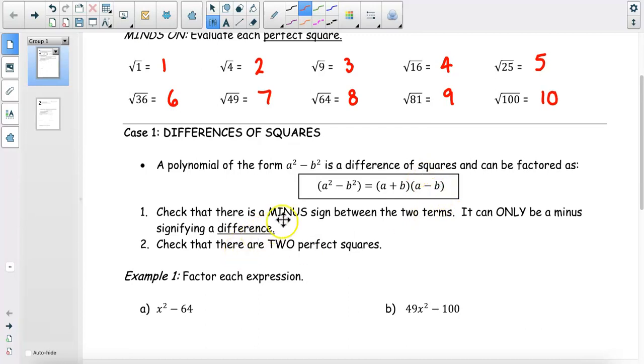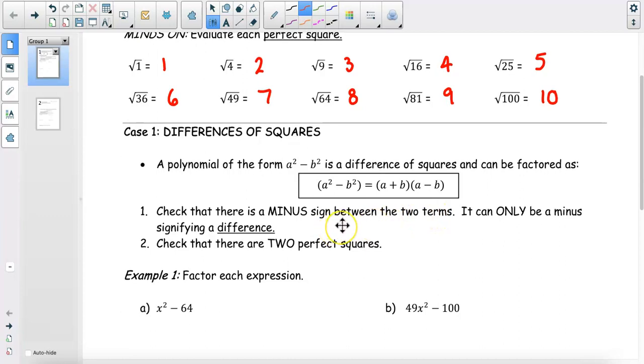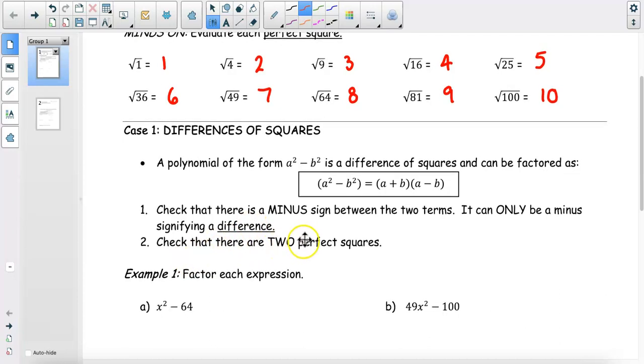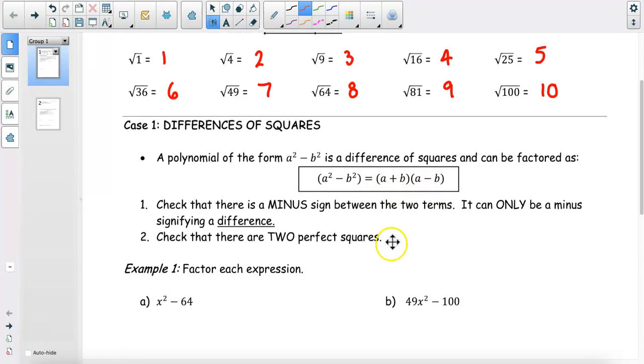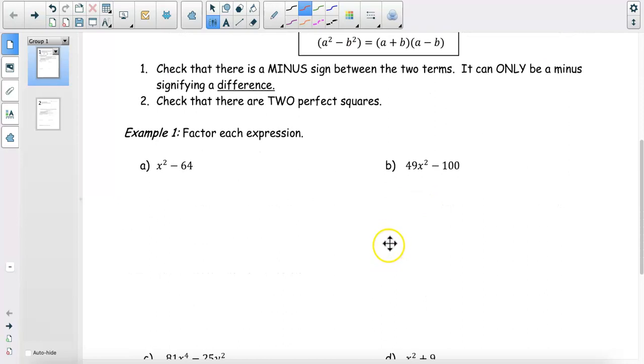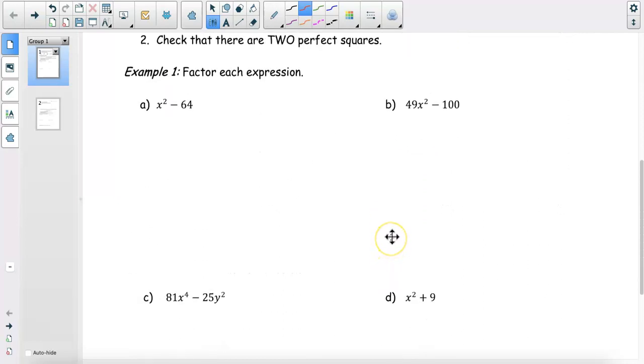So first thing we're going to do is check that there is a minus sign between the two terms. It can only be the minus sign signifying there's a difference. Next, we're going to check that there are two perfect squares, and if so, we can utilize this nice shortcut of a plus b, a minus b. So what we're going to do here is factor each expression. So our first step is going to check, do we have a difference between those two terms?